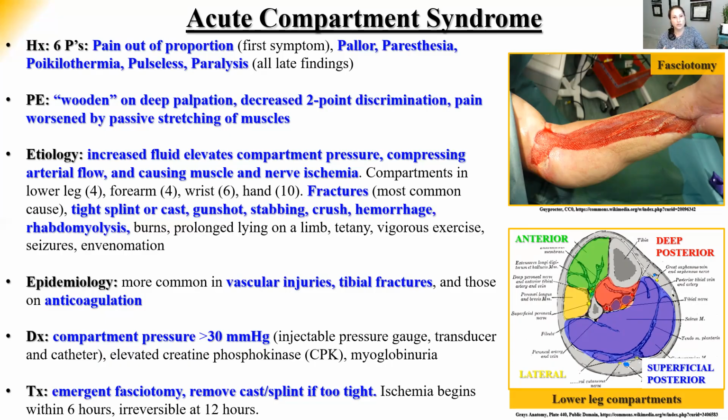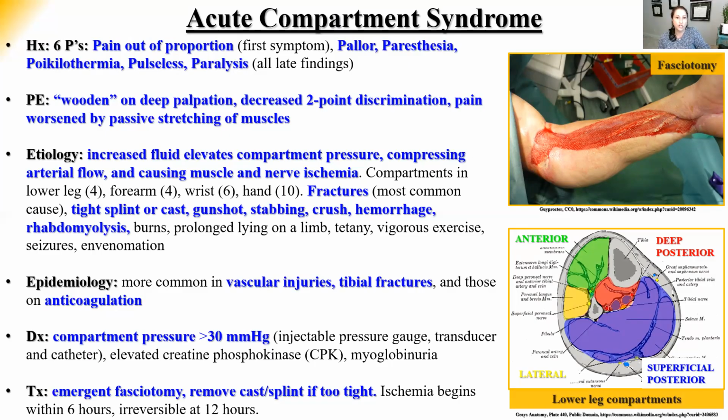The diagnostic criteria of this is to directly measure the compartment pressures. And this can either be done with an external pressure gauge or a transducer and catheter. They may also have an elevation in creatine phosphokinase because we know that that's produced when the muscle tissue is breaking down.